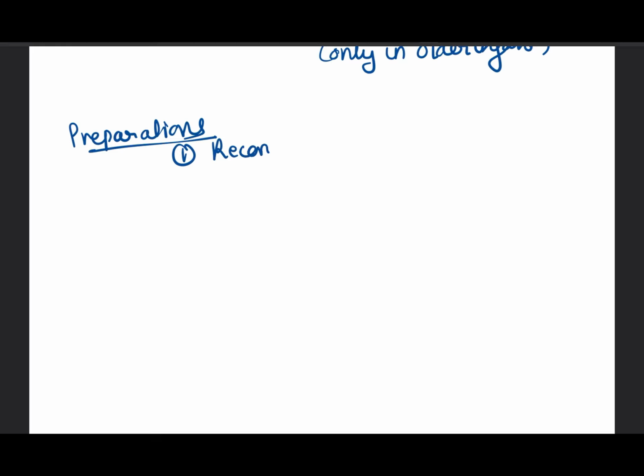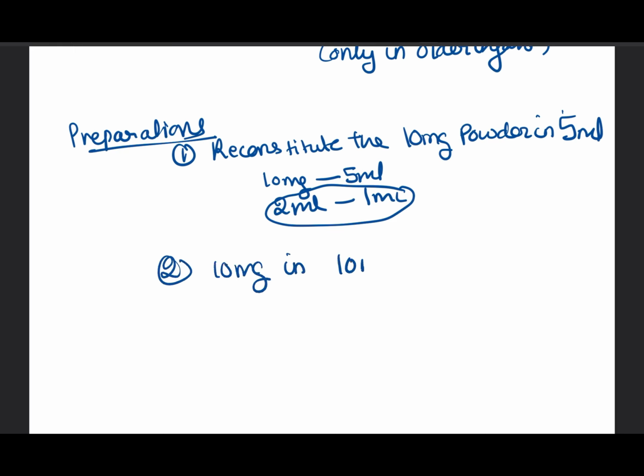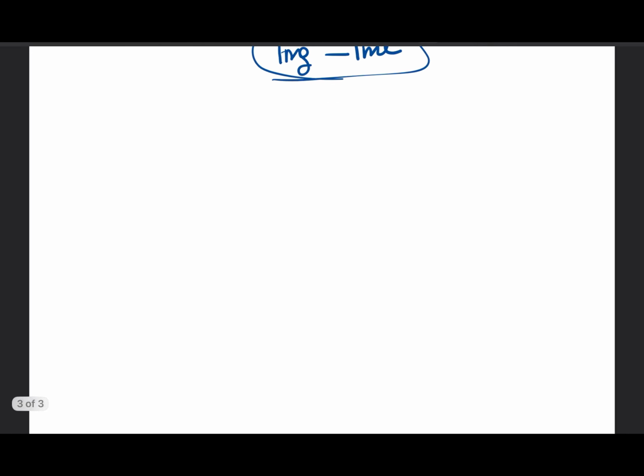So let's discuss preparations now. For reconstitution, you need to take 10 mg of Vecuronium, that is there in the vial of Vecuronium powder, in 5 ml of normal saline or any compatible fluid that you are thinking. So 10 mg in 5 ml will give you 2 mg in 1 ml, right? 2 mg in 1 ml. This is the standard. Or you can also take 10 mg in 10 ml, which gives you 1 ml equal to 1 mg. So both types of reconstitution are possible.